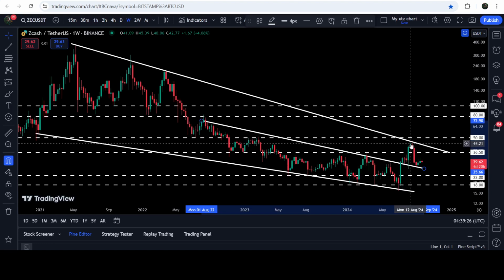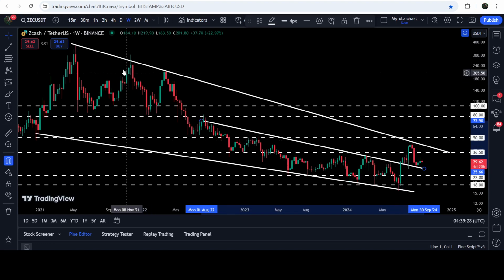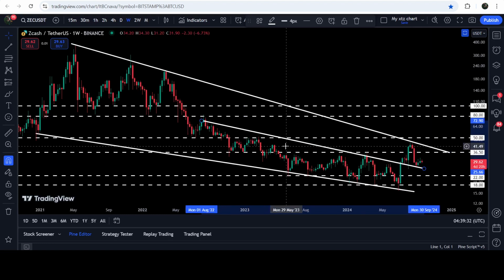And after that, we had another nice pump, but got rejected by the resistance of this bigger falling wedge pattern, and now it is getting bounced on the support from the resistance of the previous down channel that is now working as a support. And in today's video, we will analyze this move.